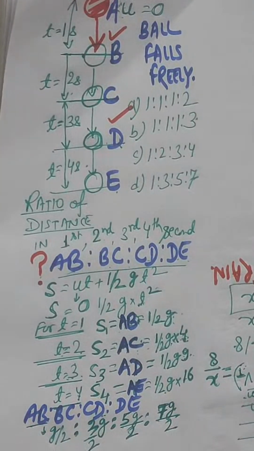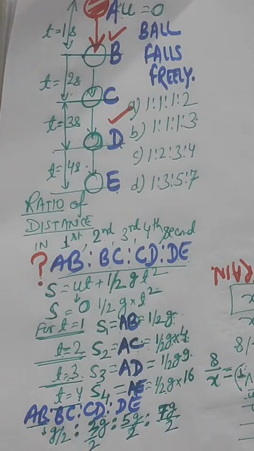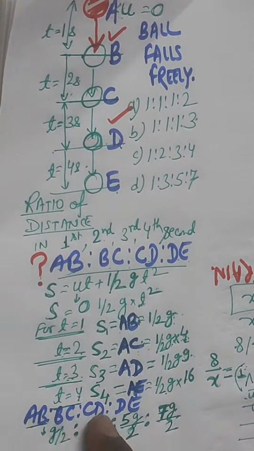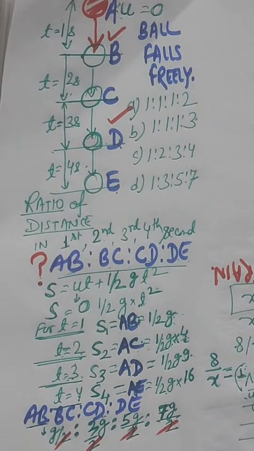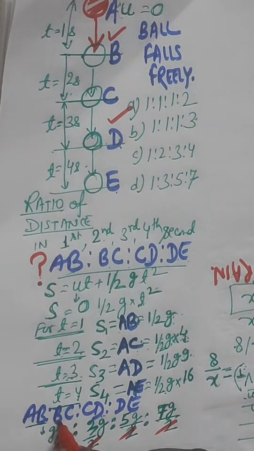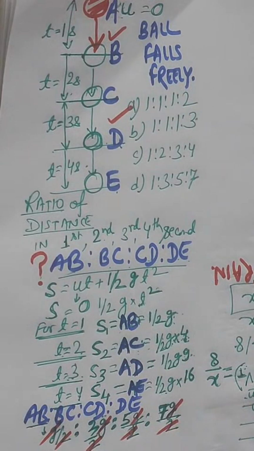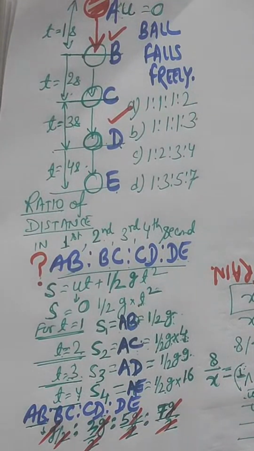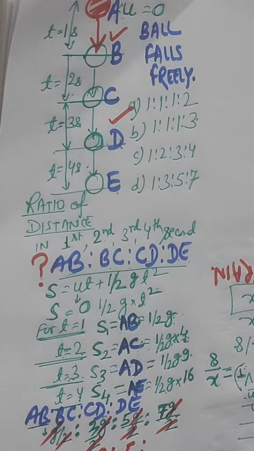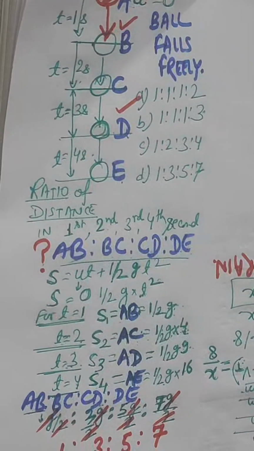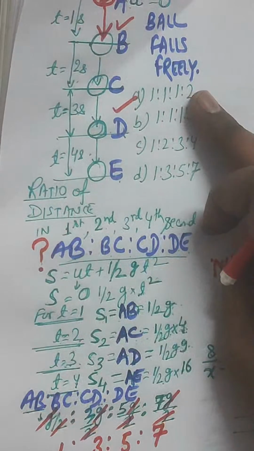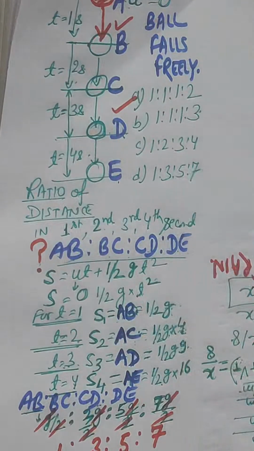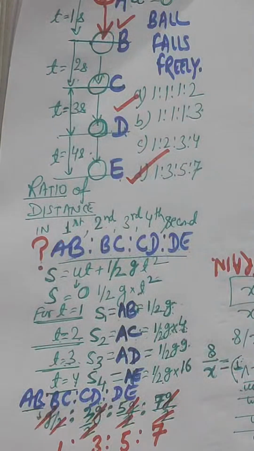Now the ratio AB to BC to CD to DE is nothing but, you can see, the 2s will be cancelled out, and the g's will also be cancelled out, and this will be equal to 1 is to 3 is to 5 is to 7. So as per the options A, B, C, D, which option is correct? Option number D is the correct option, right?